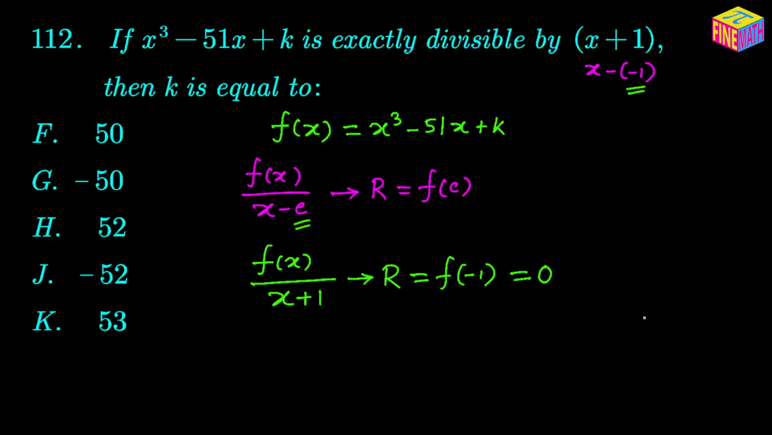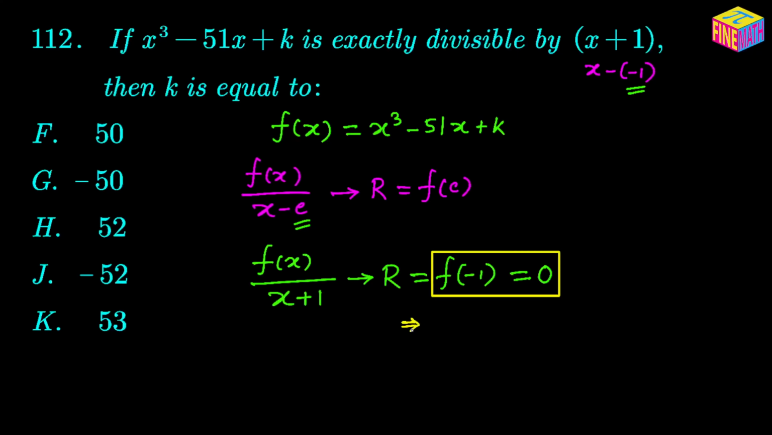Why? Because it exactly divides, meaning it leaves no remainder. It divides the function, right? So if we solve this equation, we should be able to find the value of k, and this is our important equation here. So let's try to solve it then. From here, what can we say? Well, f of negative 1 is equal to 0, right? So let's begin with that.